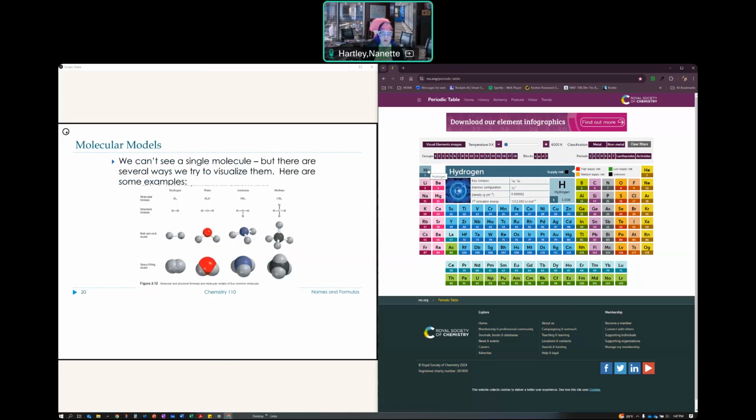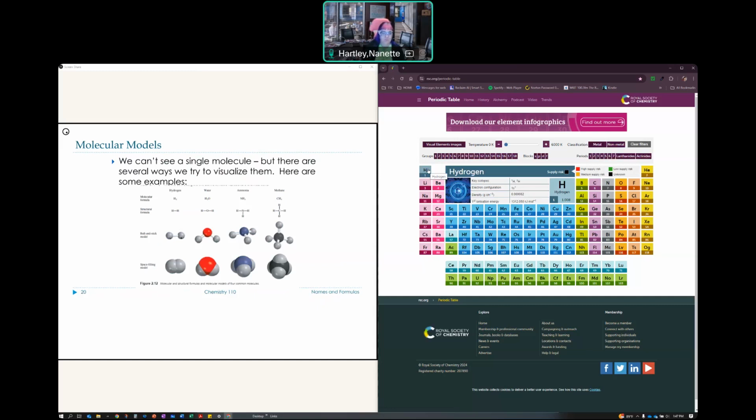So if you go out onto the internet to look at descriptions of some of these things, there are many different ways that you might see them talked about. So you might see a molecular formula for hydrogen, H2, for water, H2O, for ammonia, NH3, for methane, CH4. Okay, so those are molecular formulas because they tell you how much of what is there.